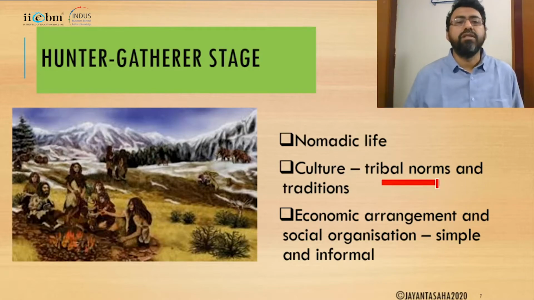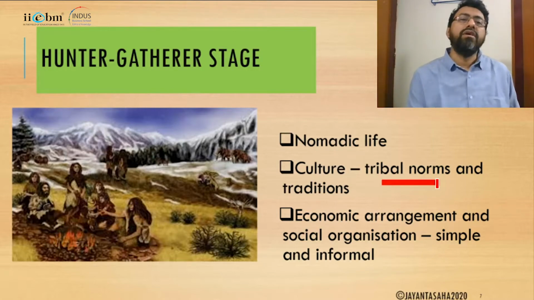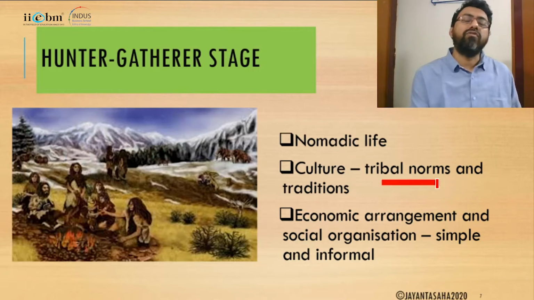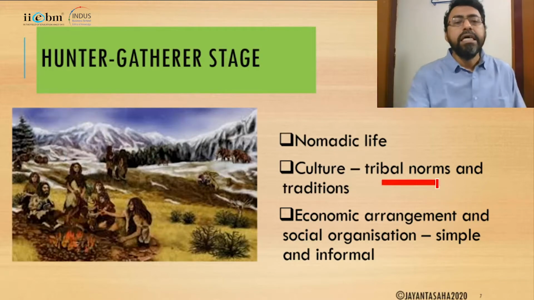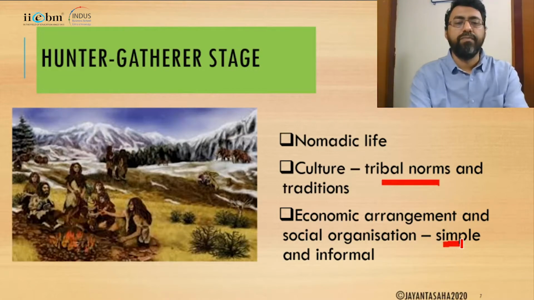They worship the sun, they worship trees, certain plants they consider good, and so on and so forth. So pagan worshippers, as compared to organized religion, which will come much later in the agriculture stage, where there are lots of different types of gods and formal religion has been invented. So here we have very tribal norms and traditions. As far as economic, political and social life is concerned, it's a simple and informal way.